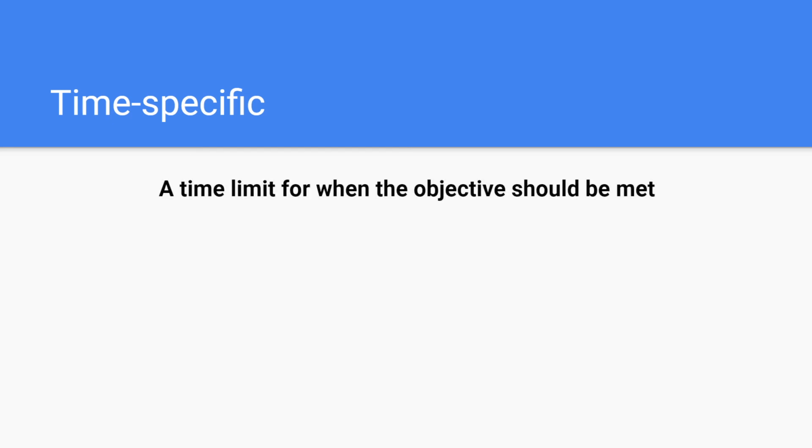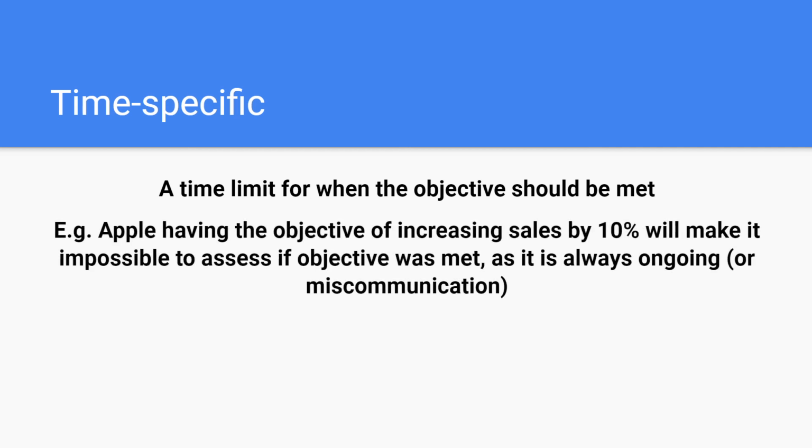And the last one is time specific. That's pretty simple. Time specific is just a time limit for when the objective should be met. For example, Apple having this objective of increasing sales by 10% will really make it impossible to assess if this objective was met, because you can never know when the deadline was for this objective. Or basically, you can say that it's always ongoing, as there's no deadline, and this can also lead to miscommunication.